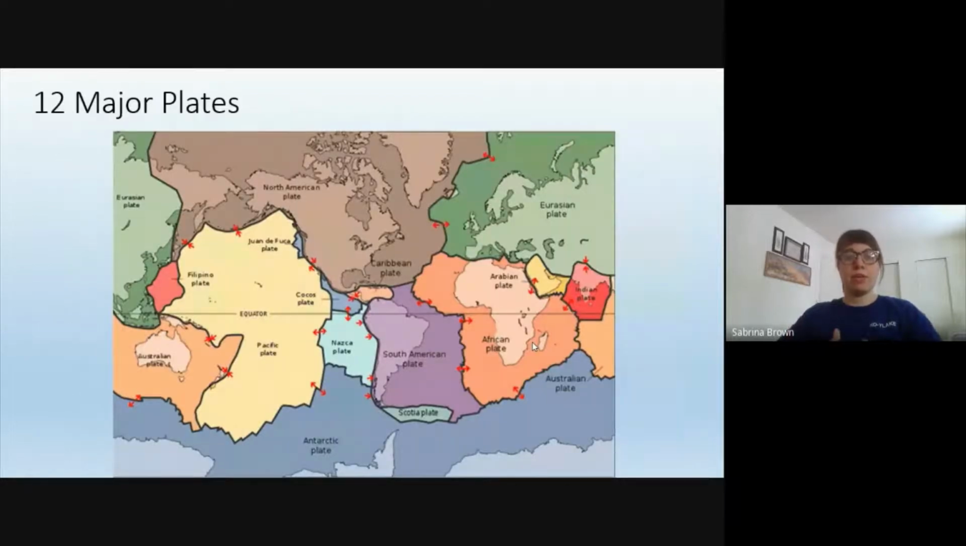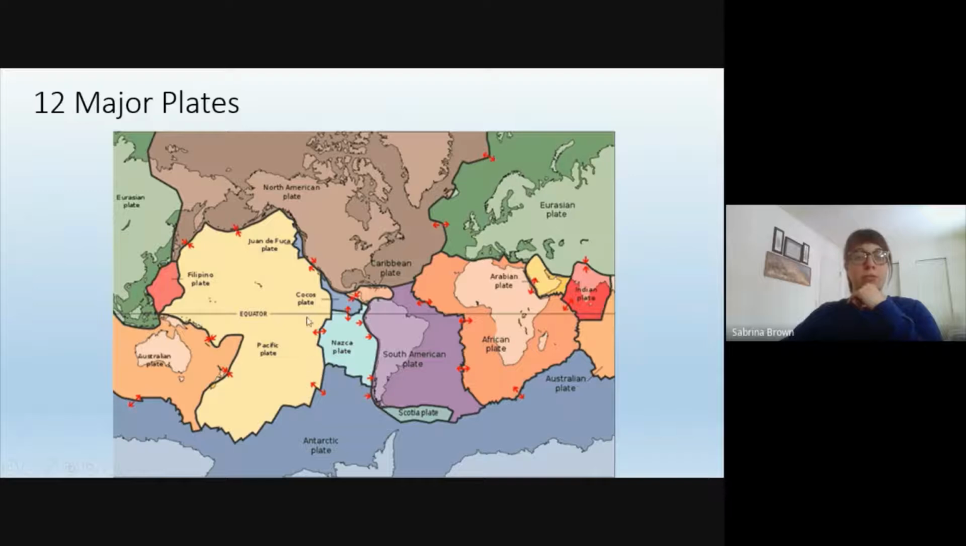All right, so as I mentioned, we have about 12 major plates. In lab, we will also work on labeling these plates and seeing how they move relative to one another. But the important thing to note is that most of the plates are broken up based on whether there is a continent or an ocean associated with them, right? So we have the North American plate, which has North America, part of Greenland, part of Russia, right, on this plate.